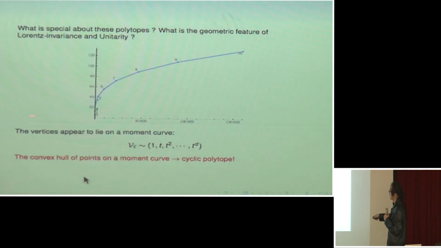This vector appears to be lying on a moment curve, meaning that the components of these are parameterized by 1, t, t squared, up to some dimension. And you can really show that if you take L to be large, they really are parameterized in this form. And what is special about a moment curve? Well, if you look at the points on your moment curve and you consider the convex hull of those points, then this is what mathematicians define as a cyclic polytope. What is a cyclic polytope?